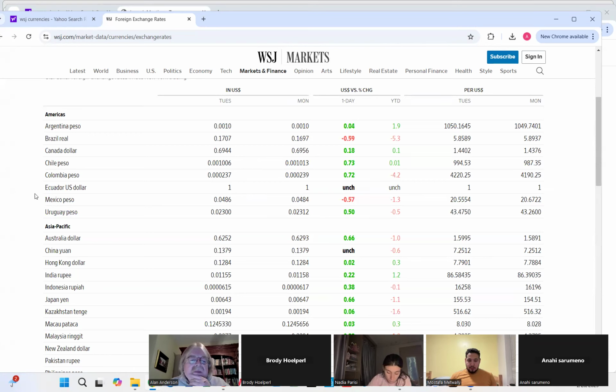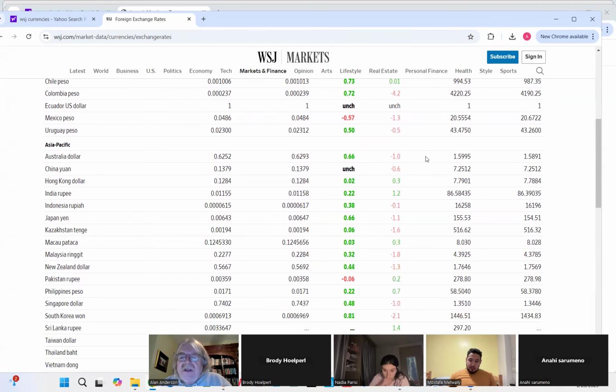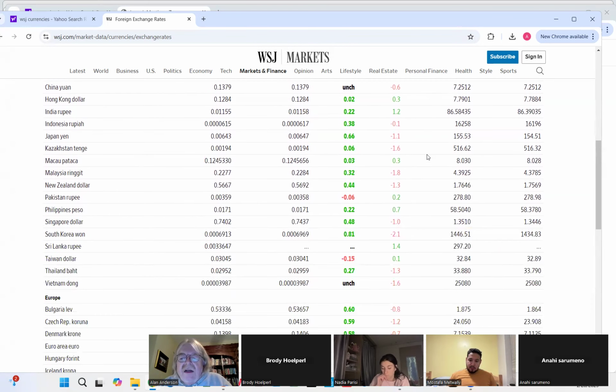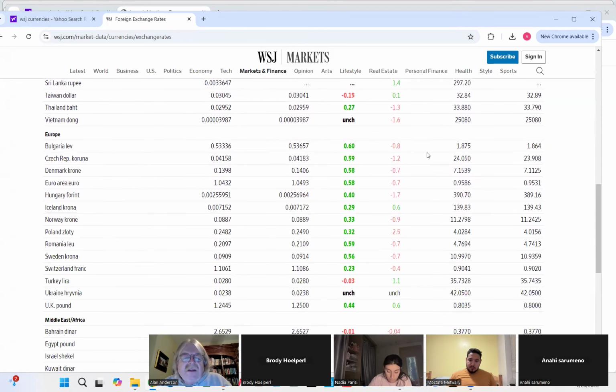There are some other interesting ones here, like the Mexican peso. At the moment, it takes more than 20 pesos to buy a US dollar, which is pretty weak. It's been weak for a while. Some of these, like in Argentina, you have to spend over 1,000 pesos to buy a dollar. Some of these are quite high. But then you get the other extreme too.